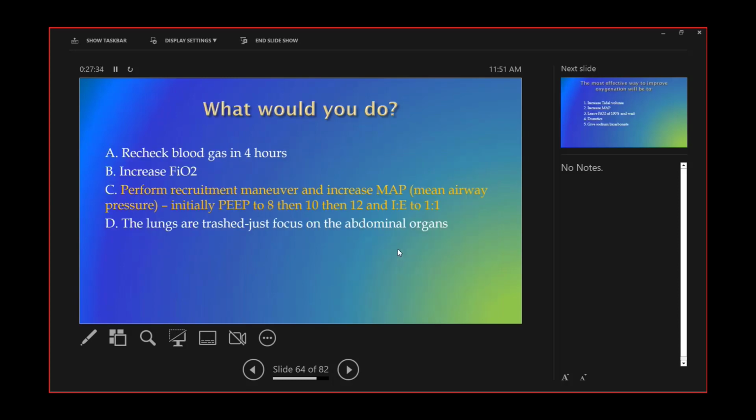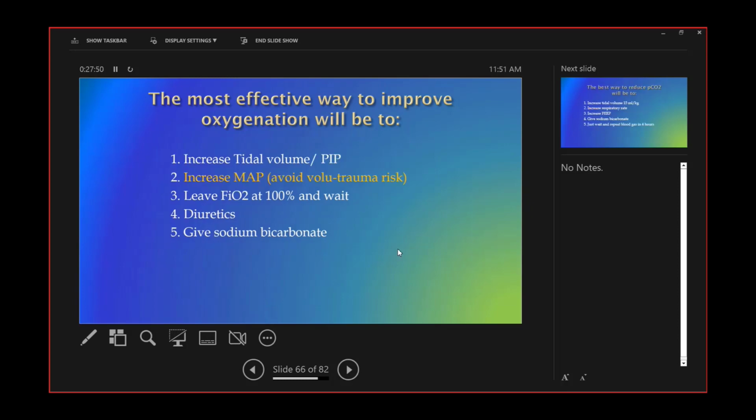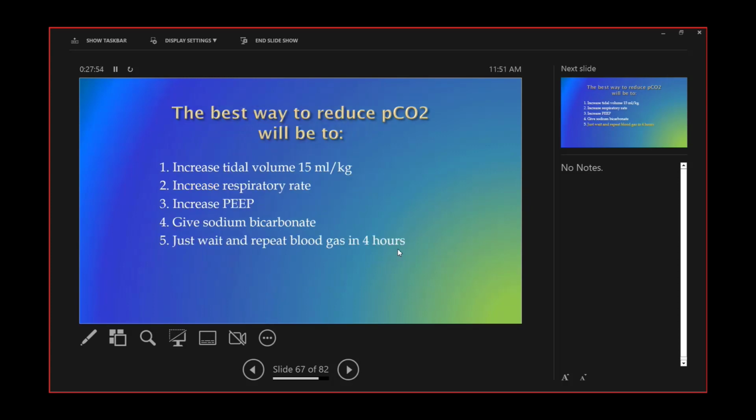So what we did was we did C. The most effective way to improve oxygenation is going to be to increase the tidal volume, increase the mean airway pressure, leave the FiO2 at 100%, give diuretics, or give sodium bicarbonate. And the answer is obviously increase the mean airway pressure. I hope you all knew that. And the best way to reduce the PCO2 will be to do what? Increase your tidal volume to 15 per kilo, increase your rate, increase your PEEP, give sodium bicarbonate, or wait and repeat your blood gas in 4 hours.